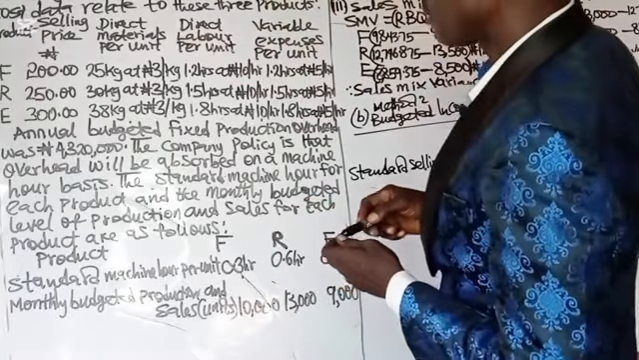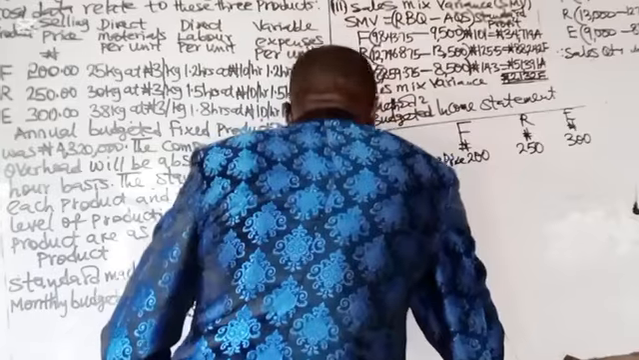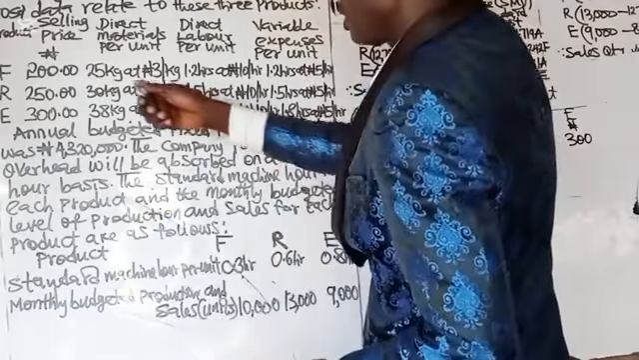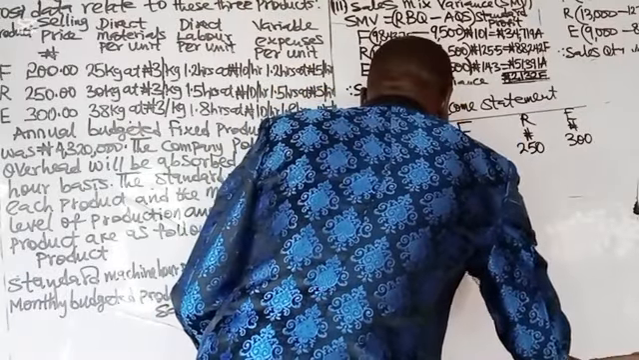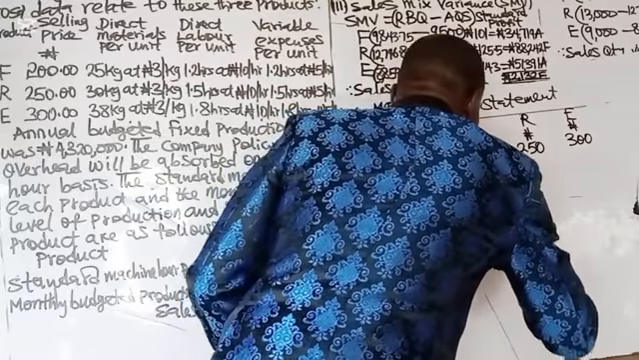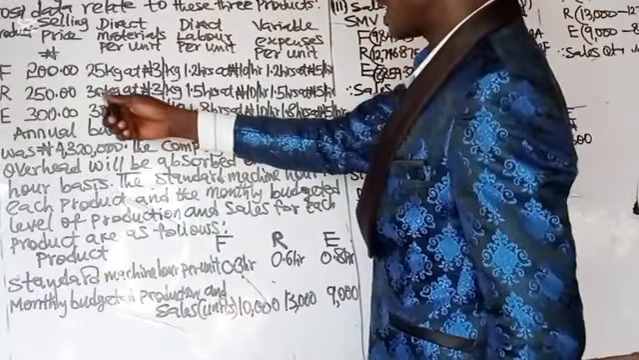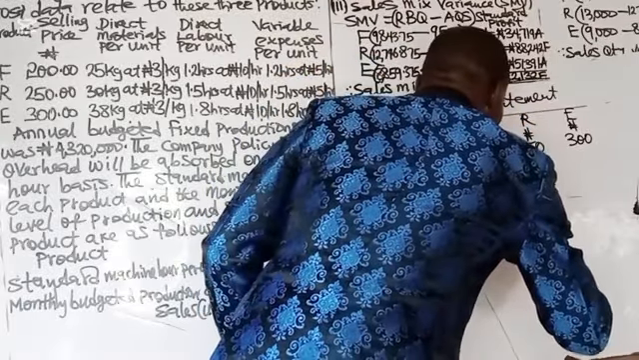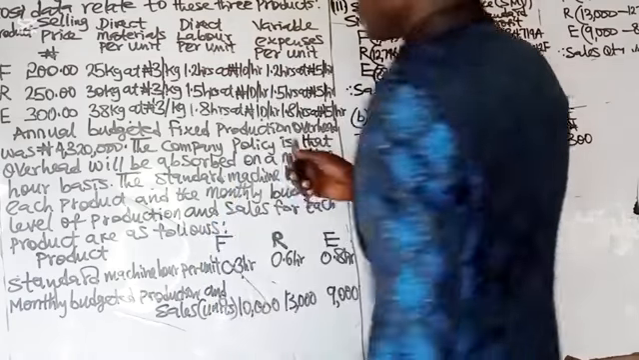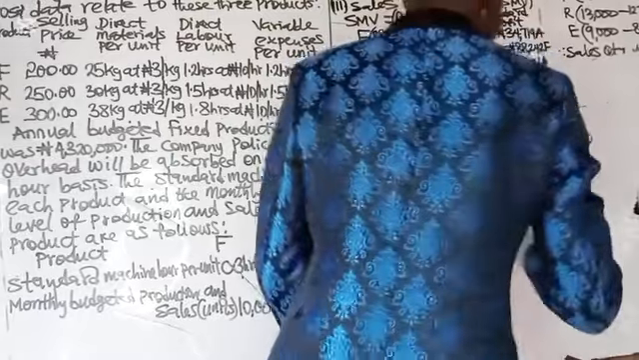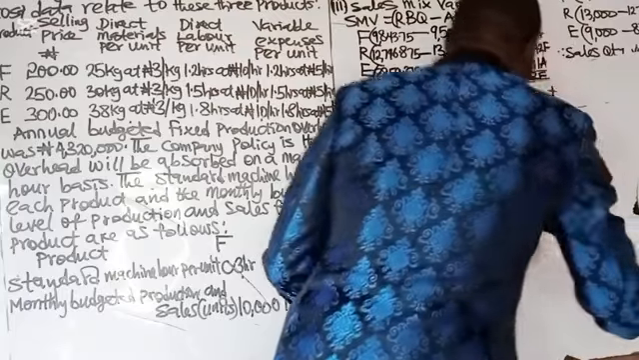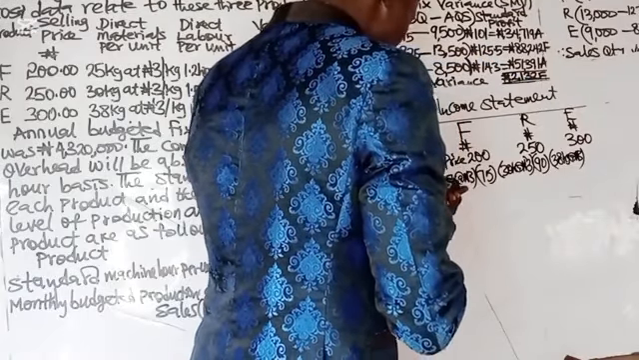From the standard selling price, you deduct variable costs, which include direct materials. For F, 25 kg at 3 naira, that will be 75 naira. For R, 30 kg at 3 naira, that will be 90 naira. And for E, 38 kg at 3 naira. 38 times 3 gives us 114 naira.